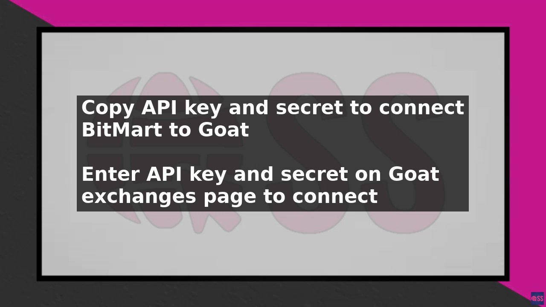Select BitMart from the list of available exchanges and enter the API key and API secret that you generated earlier. After entering the API key and API secret, click on Connect to complete the connection process. Goat will then sync your BitMart account data, including your account balance and transaction history.